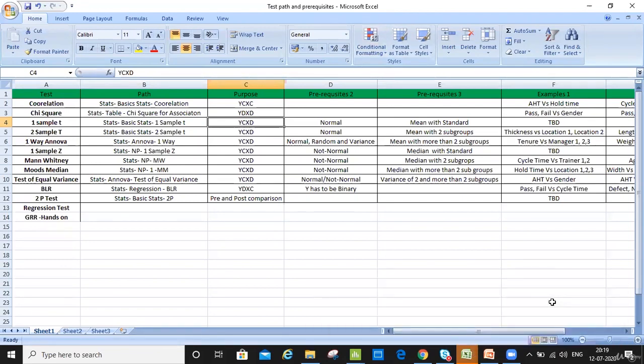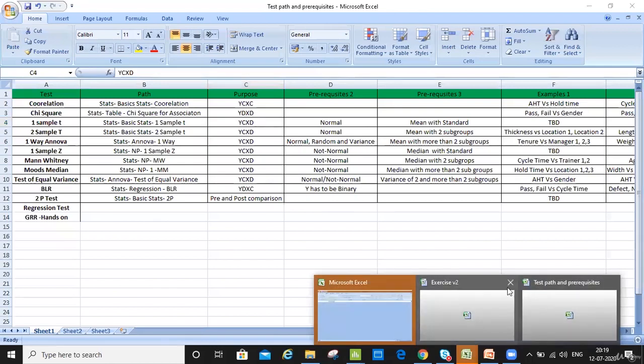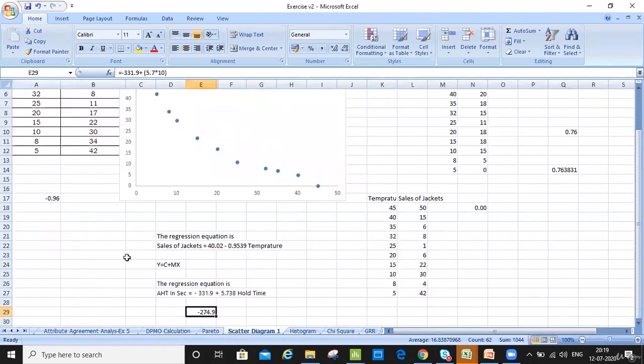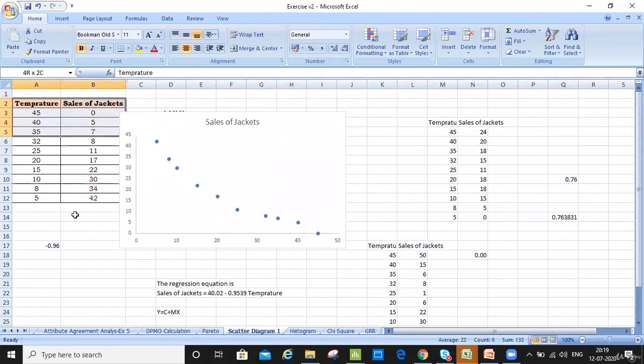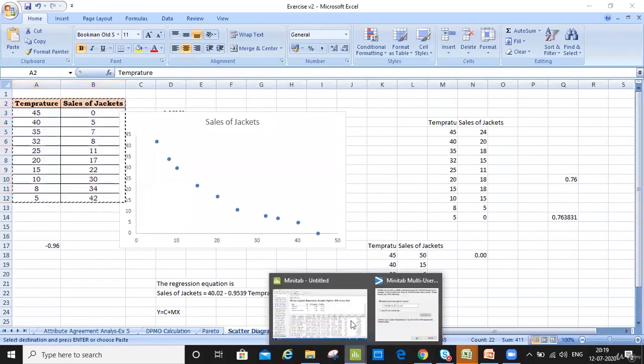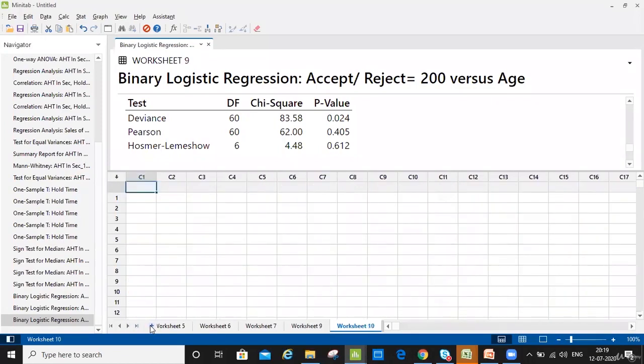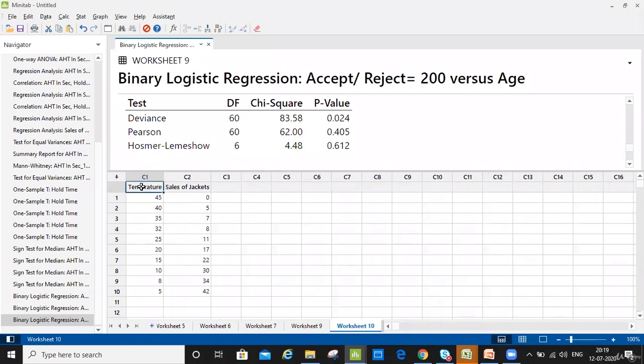So the purpose remains the same, friends. When my y is continuous and my x is also continuous, I will do the test called regression. So let me use another data set that I have, which I've used for the scatter diagram as well: temperature and sales of jackets. Okay, so I have two variables, temperature and sales of jackets. So I want to do the regression out of it.